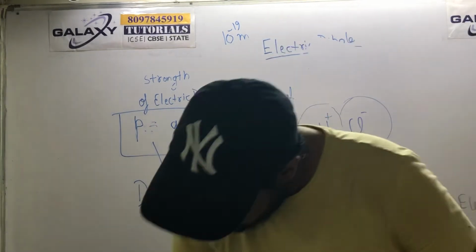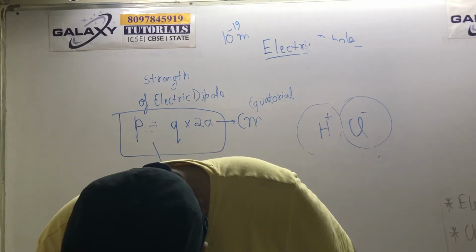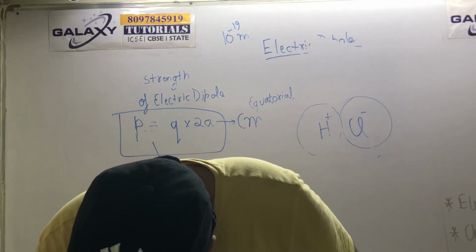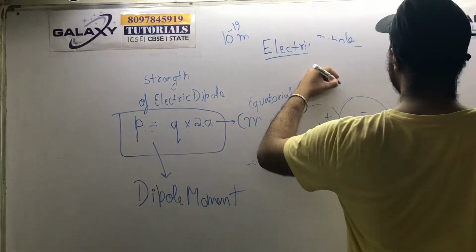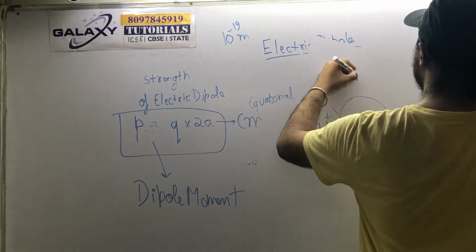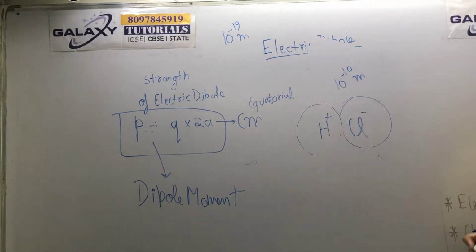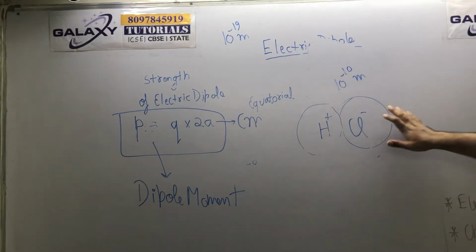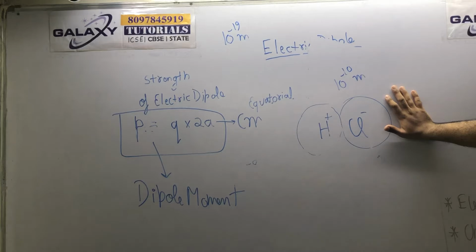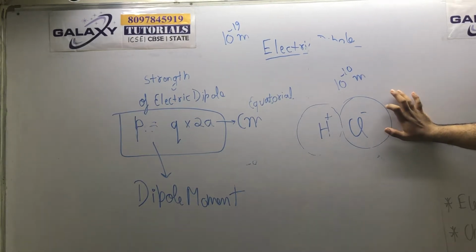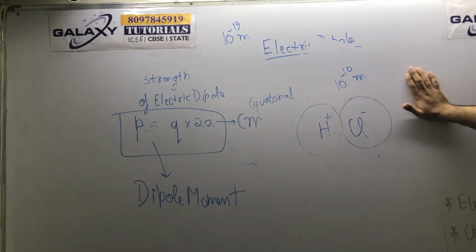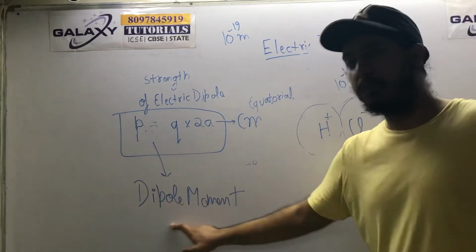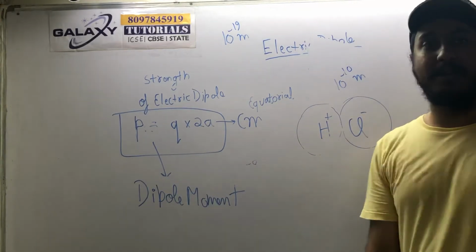I think it is given in your book. The distance is given here. Let me check. It is a value of about 10 raised to the power minus 10 meter. So you can see this value is very small. These two charges are separated by a very small distance, and they are held together by which force? It is held together by the dipole moment. Okay, this is a simple example of dipole moment.